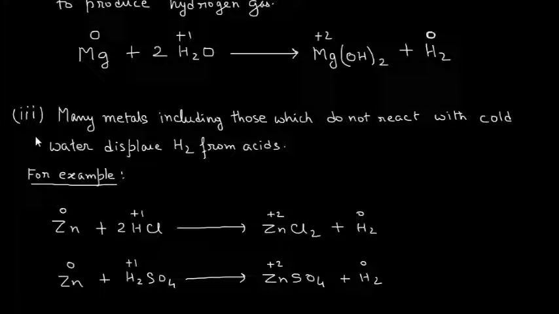Third, many metals, including those which do not react with cold water, displace hydrogen from acids. So metals react with acid to give hydrogen. For example, zinc reacts with HCl to give zinc chloride, that is ZnCl2, plus hydrogen gas. Similarly, zinc reacts with H2SO4 to give ZnSO4, zinc sulfate, plus hydrogen gas.